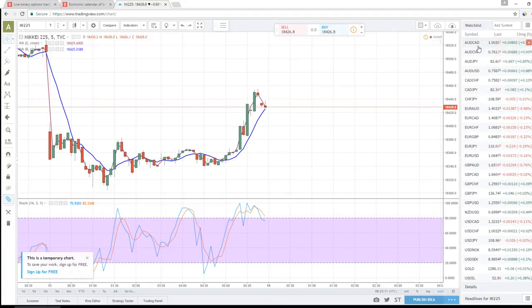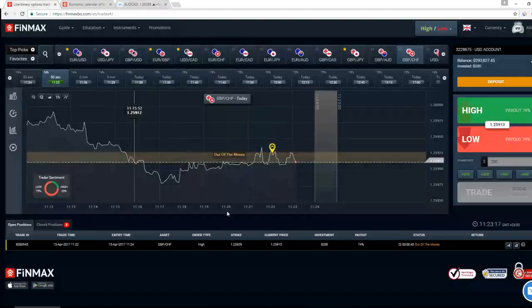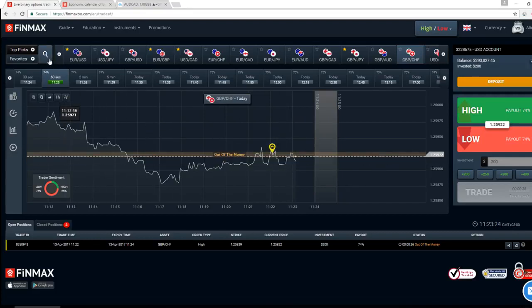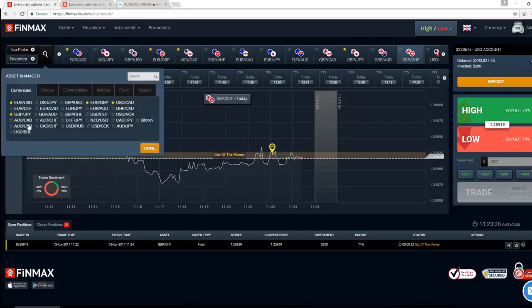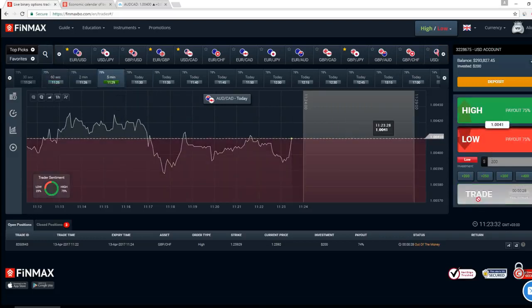Well, Nikkei is currently closed. Australian to Canadian on the 5 minutes, it tells us that it's going to go down. So just a few minutes ago I opened the trade on its graph. Okay, Australian to Canadian, 5 minutes for low. Let's enter.